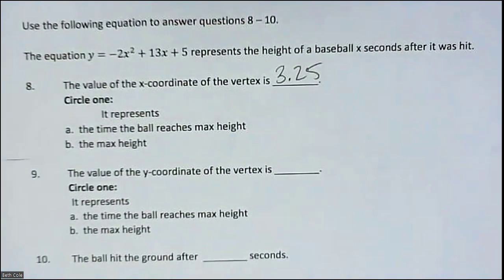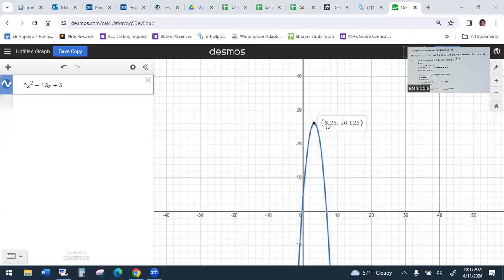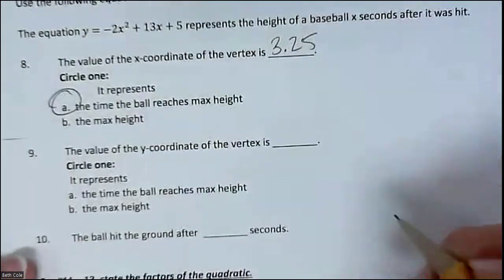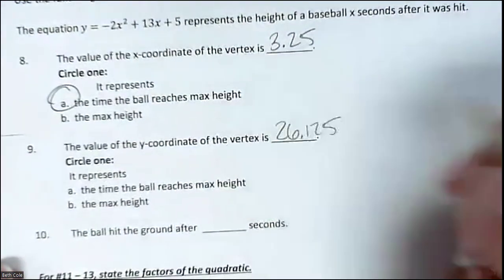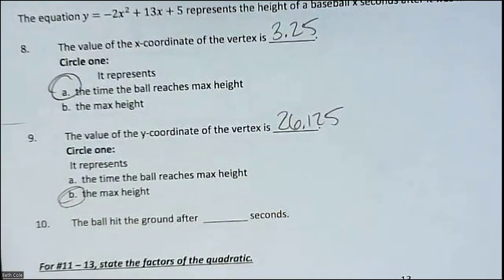What does it represent? And I'll show you this again if that helps. It is not the maximum height. It's the time it took to get there. Because look, what is the maximum height? 26.125. So this is the time, and 26.125 is the actual maximum height. And if you slow down long enough to think about it, it makes sense that 3 is the amount of seconds and 26 is the amount of height, right? If you slow down long enough to just use your common sense.